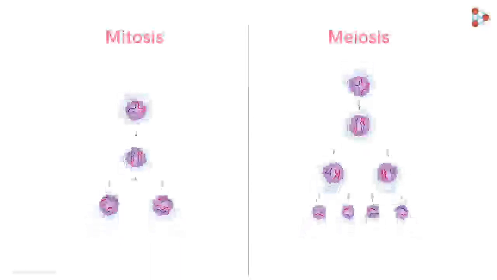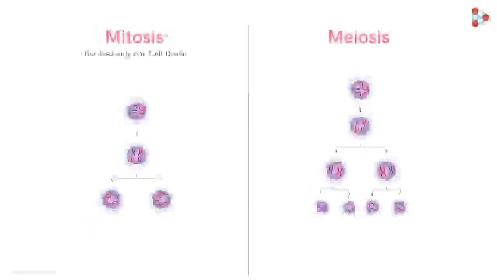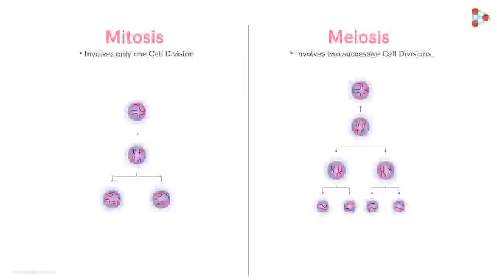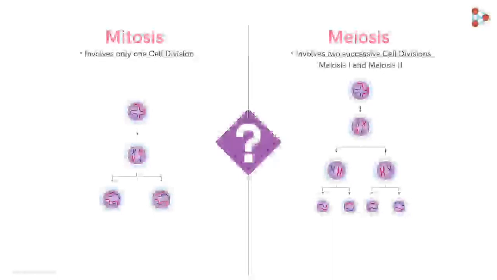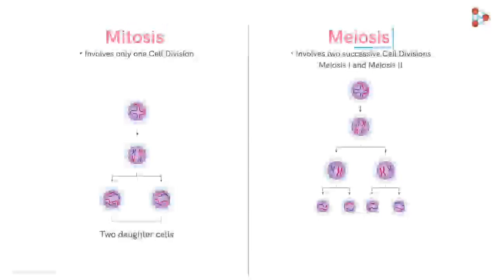The first on the list is that mitosis has only one cell division, while meiosis involves two successive cell divisions. That simply means mitosis is a single-step division, while meiosis is a two-step division. And this results in meiosis having two phases, namely meiosis 1 and meiosis 2. Can you note down the second difference in the list? Correct. Mitosis produces 2 daughter cells, while meiosis produces 4 daughter cells.